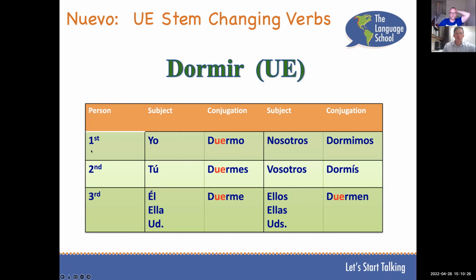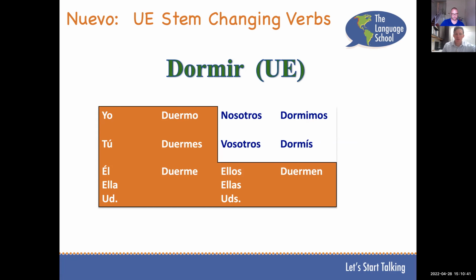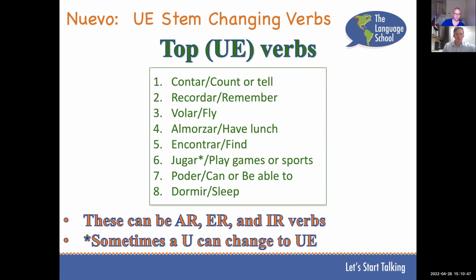Can you read through these conjugations for me? Sí. Yo duermo, tú duermes, él duerme, ella duerme, usted duerme, nosotros dormimos, ellos duermen, ellas duermen, ustedes duermen. Muy bien, right? So here's your little boot if you need that visual representation.